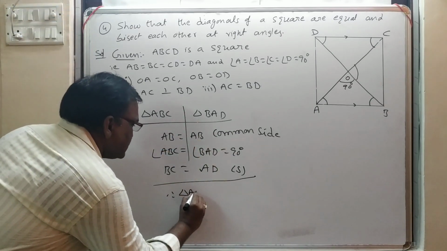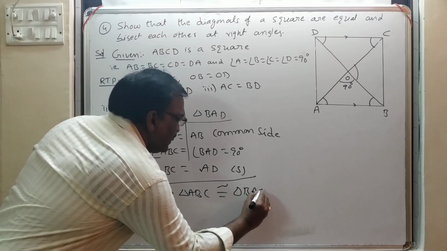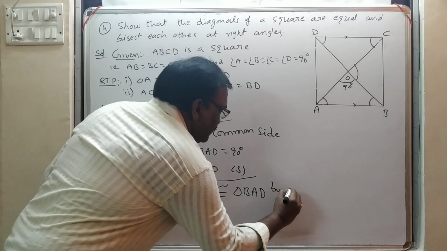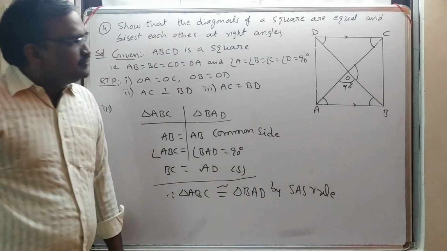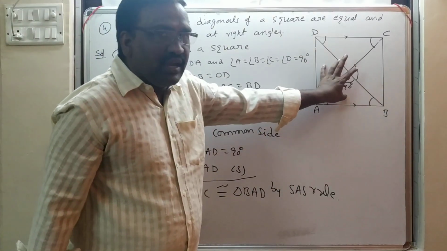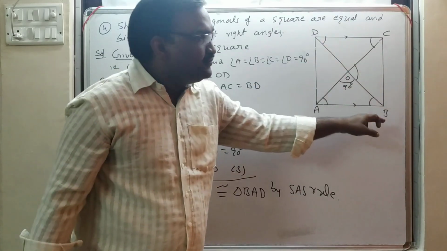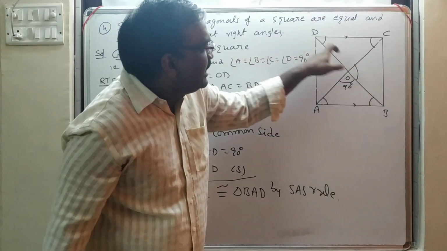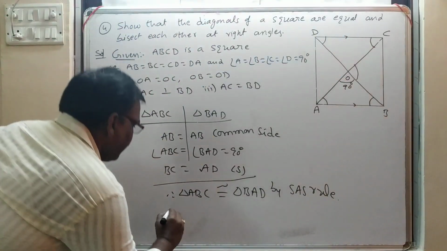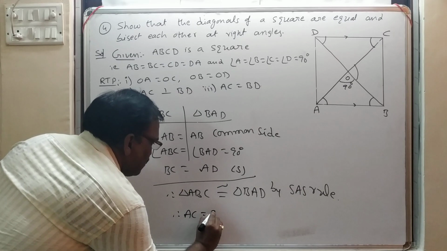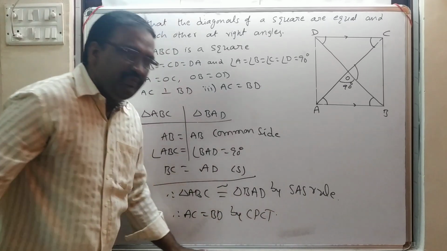Triangle ABC is congruent to triangle BAD by SAS rule. So this triangle is congruent to this triangle. Once the triangles are congruent, their corresponding parts are equal. What are the corresponding parts? AC and BD are corresponding parts. Therefore, AC is equal to BD by CPCT. Hence proved.